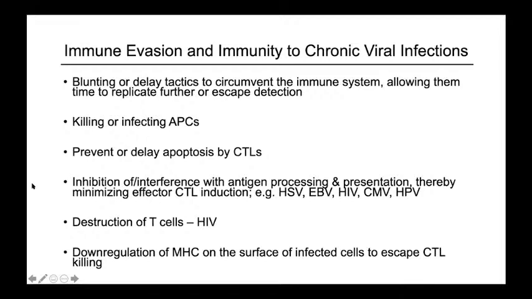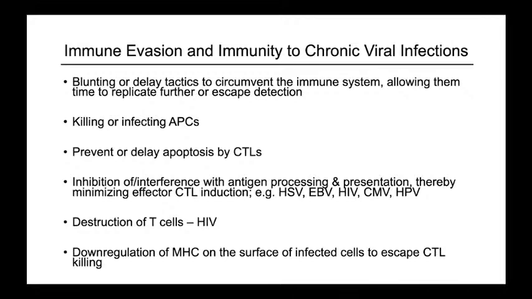When it comes to the evasion and persistent infection that causes chronic disease, there are several delay tactics or blunting tactics that are used by viruses to enable them to escape detection by the immune system and to continue replicating. So one is where they kill or infect antigen presenting cells. If that happens, then you don't have proper antigen presentation, so you cannot activate your adaptive immune response.